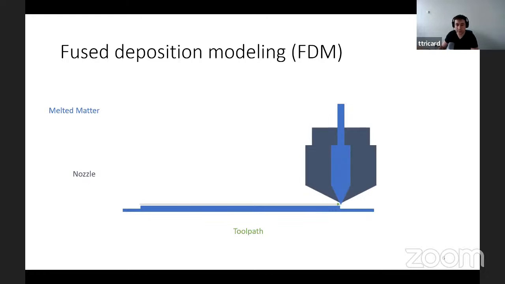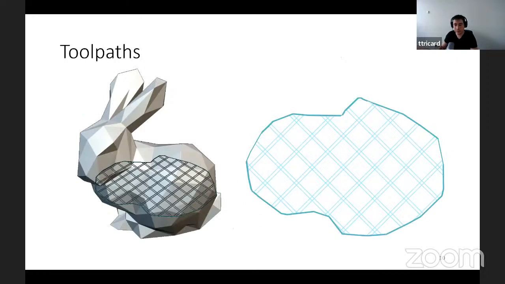Usually we do that by slicing the object and working in 2D planes on which we define tool passes. So here you have an example of what a slice could look like.